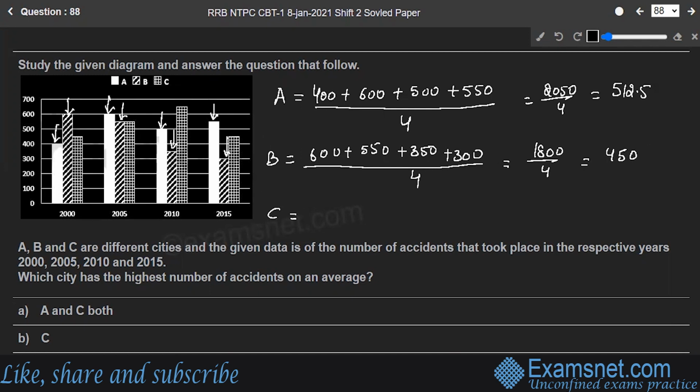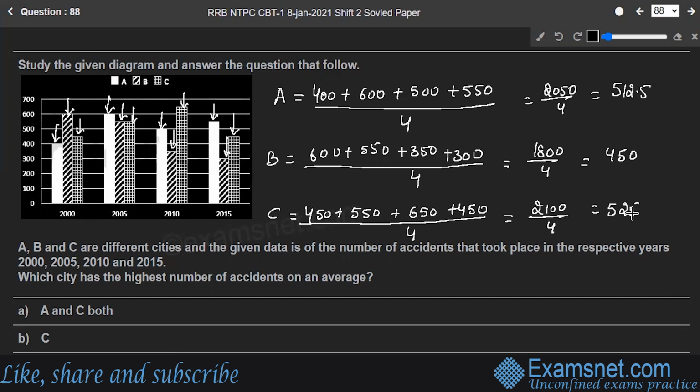For C, it's 450 plus 550, 650, and 450 again. So let's write down 450 plus 550, 650, and 450. Whole divided by 4. This gives you 2100 divided by 4. That is equal to 525.